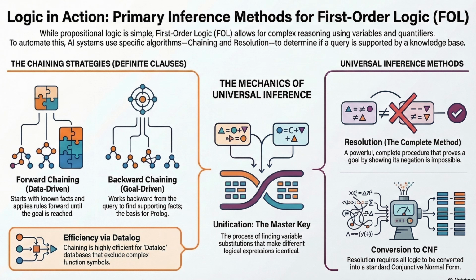Which brings us nicely to the other side of the coin. Backward chaining. If forward chaining is the reactive detective, backward chaining is what? The planner, the strategist. Forward chaining asks, what can I learn from these facts? Backward chaining asks, how do I prove this specific goal?